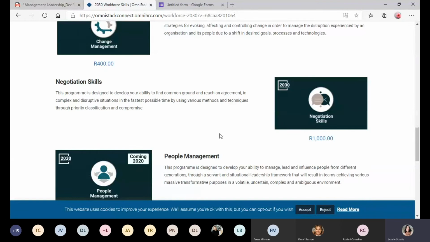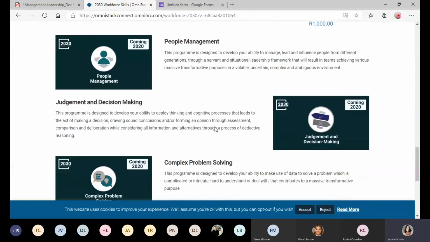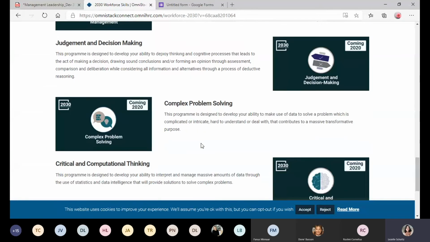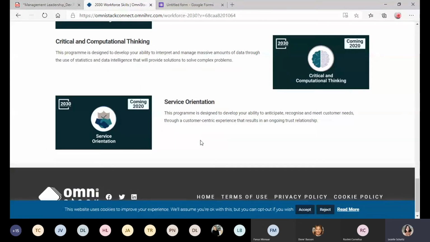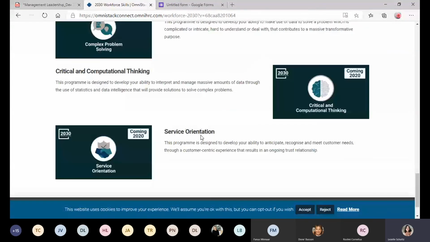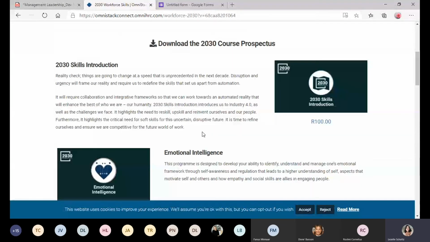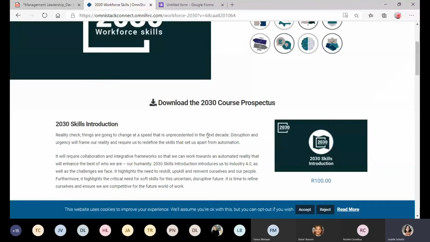We look at negotiation skills. Some of my colleagues have already mentioned some of these programs. Also people management, judgment and decision making, and complex problem solving. We look at service orientation and critical computational thinking. So these are the offerings in our Workforce 2030 programs, and the different methodologies that we use. For example, we call it bit learning, and we do understand that people learn differently, and so they require short and sharp interventions that would transfer the knowledge and skills.